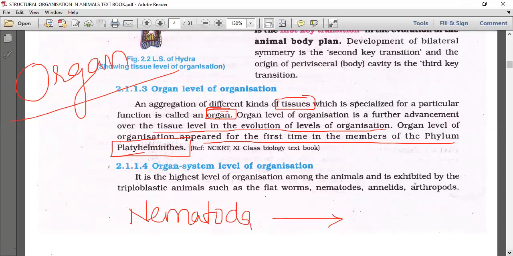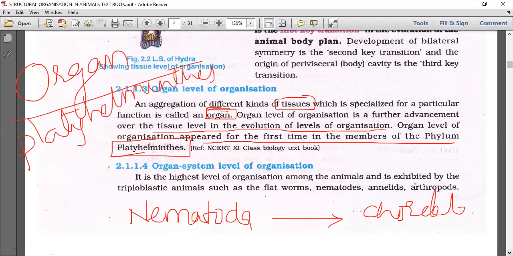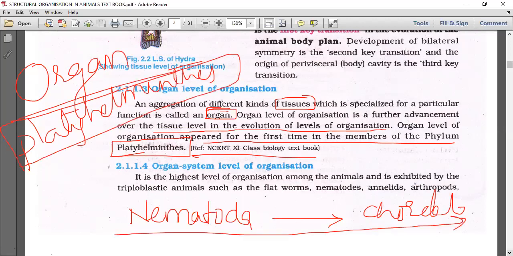Phylum Nematoda to Chordata. So only Platyhelminthes is having this particular organ level of organization in case of phylum Platyhelminthes. A little split we are doing. According to the chart, Platyhelminthes to Chordata is having organ system level, but based on NCERT text, we are saying in case of phylum Platyhelminthes, organ level of organization is present. Organ system is there from phylum Nematoda to Chordata. That is a small change we are doing here.